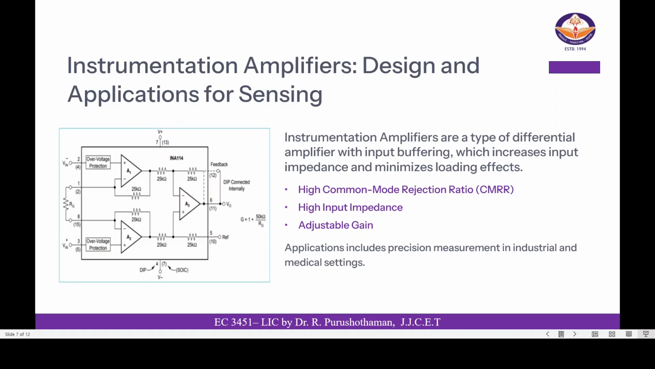Next we are going to discuss the instrumentation amplifier and its design applications for sensing. The instrumentation amplifier is meant for design applications and for sensing. This amplifier is a type of differential amplifier with input buffering, which increases the input impedance and minimizes the load effects.